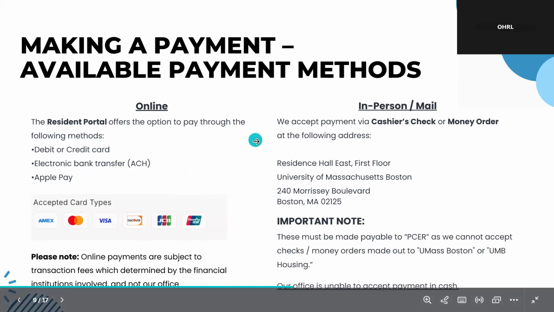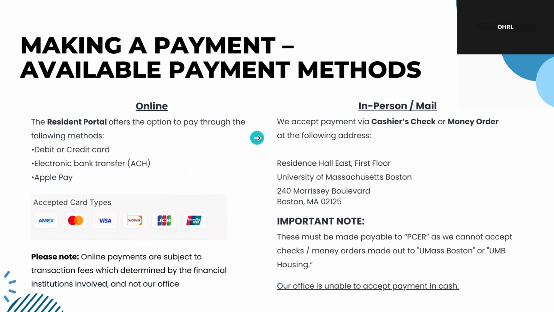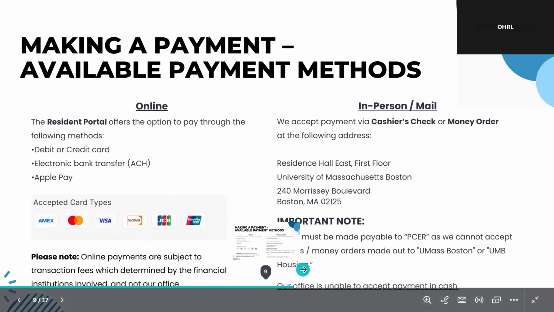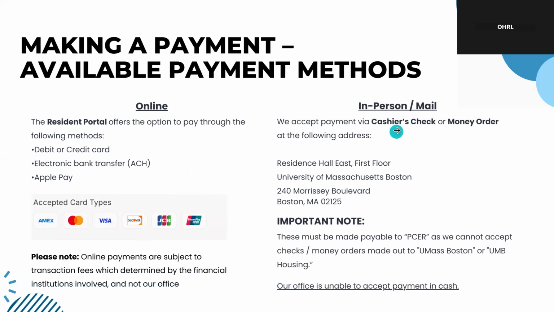Now, if you'd like to pay in person or via the mail, we can accept payment via cashier's check or money order. We are unable to accept cash, do need to stress that, but the non-online payment methods we can accept are cashier's check and money order. If that's being mailed, this is our office's mailing address as it appears. I will also say this is on our website. Most of this info is on the relevant handy dandy pages of our website. We have one called Housing Payment Information that I heartily recommend.